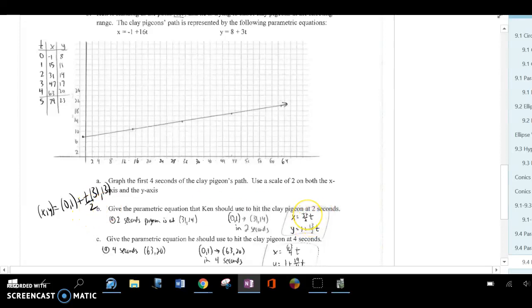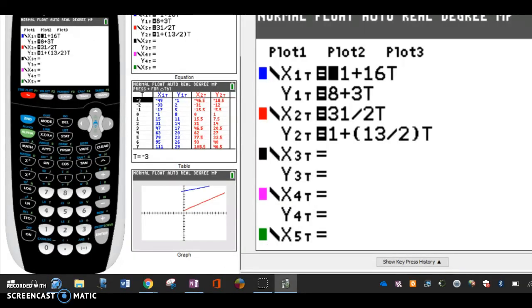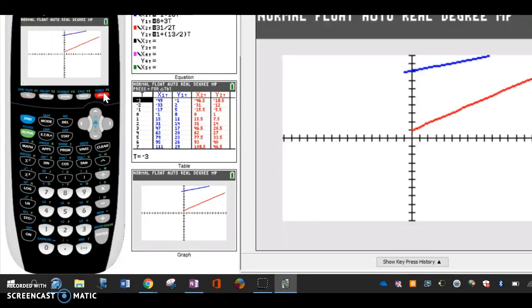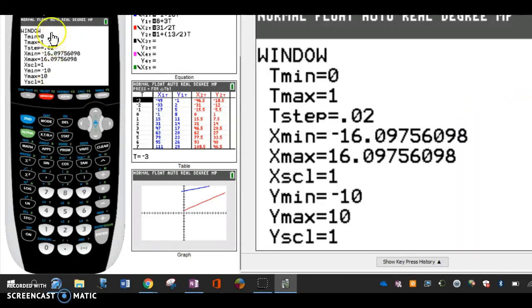So we have those equations, and I'll go to the calculator, enter them in so we can see what this actually looks like. Both of these equations are entered into the graphing calculator now, and we want to see what this looks like. If I hit graph, that's what's going to show up, and that doesn't really do a whole lot. We're going to go to the window, and we need to think about this.